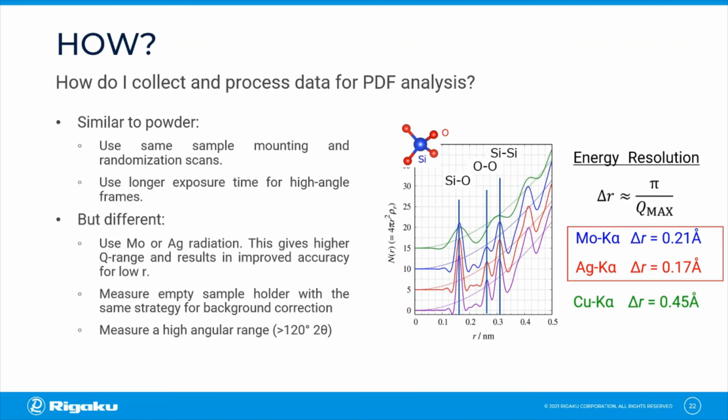Furthermore, it is absolutely essential to also measure the empty sample holder with the same strategy in order to get a good background correction. Furthermore, we always measure to high angles in order to cover a good Q range. The energy resolution is given here, and as you can see in these plots, the resolution for K-alpha radiation in the low R area is not that good. The peaks are pretty broad, therefore the interatomic distances cannot be determined accurately.